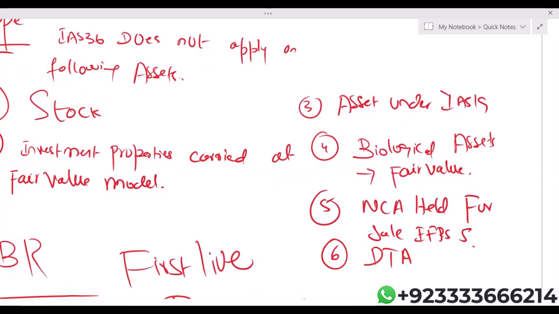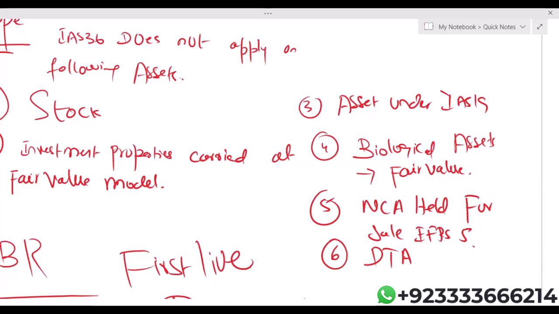Okay. Now the question is why IAS 36 is not applicable on these assets. The reason is that they have their own accounting if impairment comes. For example, investment property which is carried at fair value. There is no need to do any impairment because if the property value increases, we will recognize gain in our income statement. If the property value reduces, we will recognize loss in our financial statements. And when it comes to stock, stock is already at cost or NRV, whichever is lower. So they don't need any rule of IAS 36 to look for impairment.